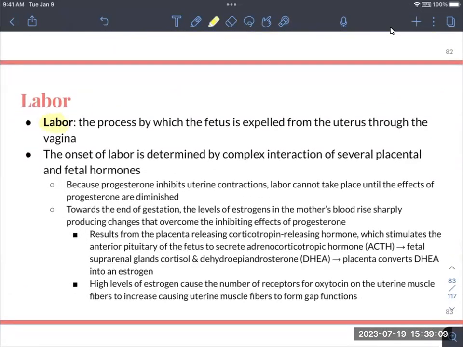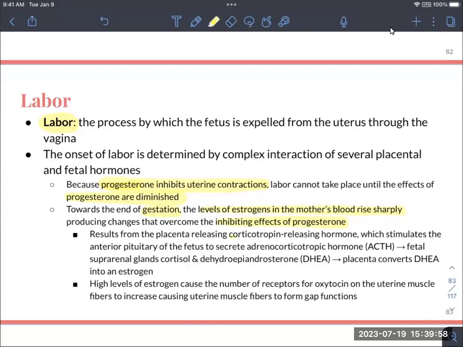Labor. Labor is the process where this fetus is expelled from the uterus through the vagina. The onset of labor is set off by several different hormones. Progesterone is what inhibits those uterine contractions from happening. So progesterone levels need to go down first. So at the end of gestation, the time that fetus is in that uterus, estrogens start to rise. And it starts to inhibit the effects of progesterone.